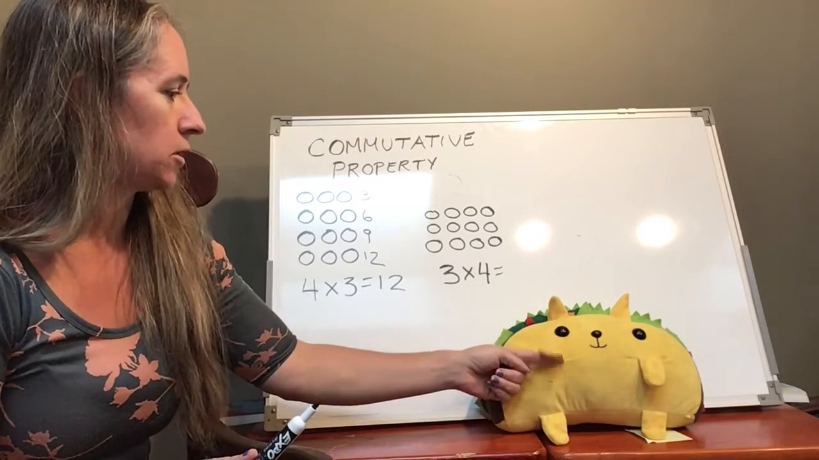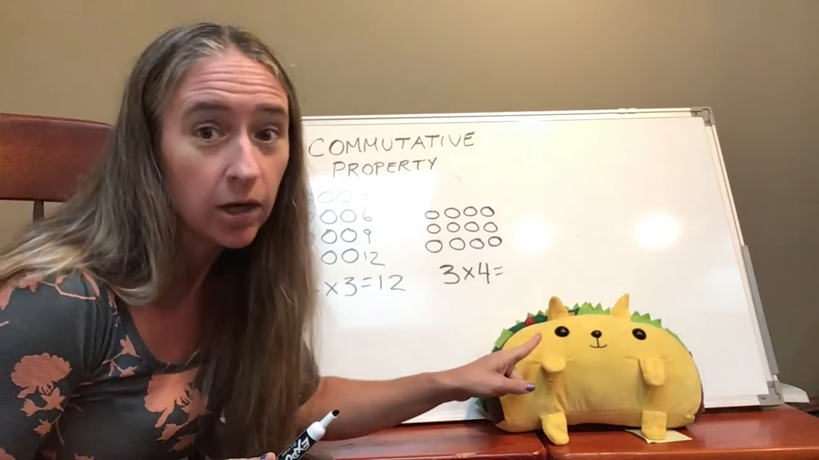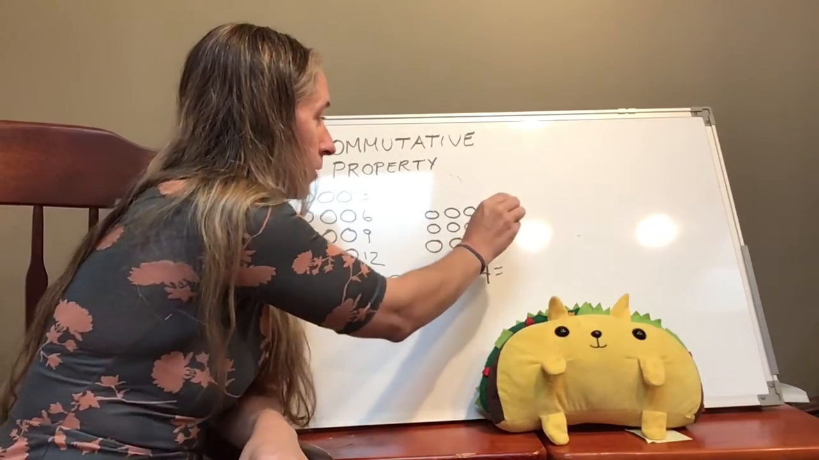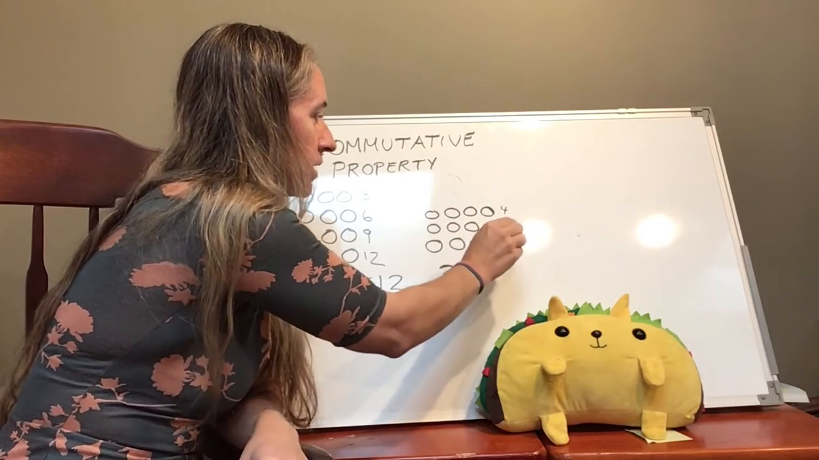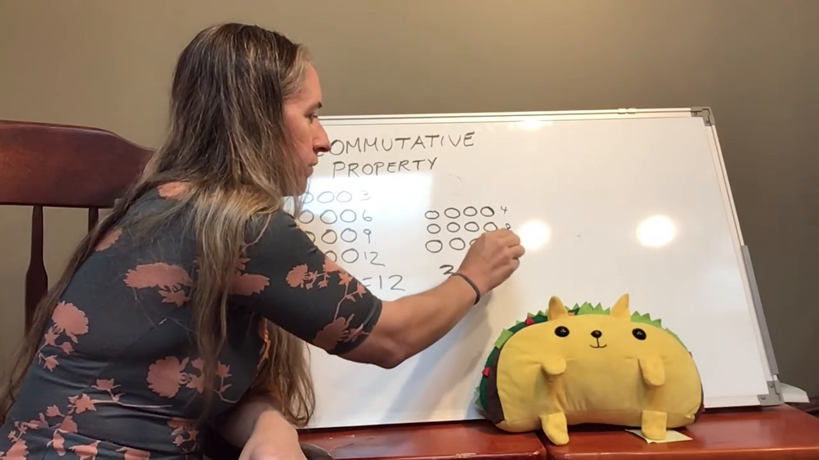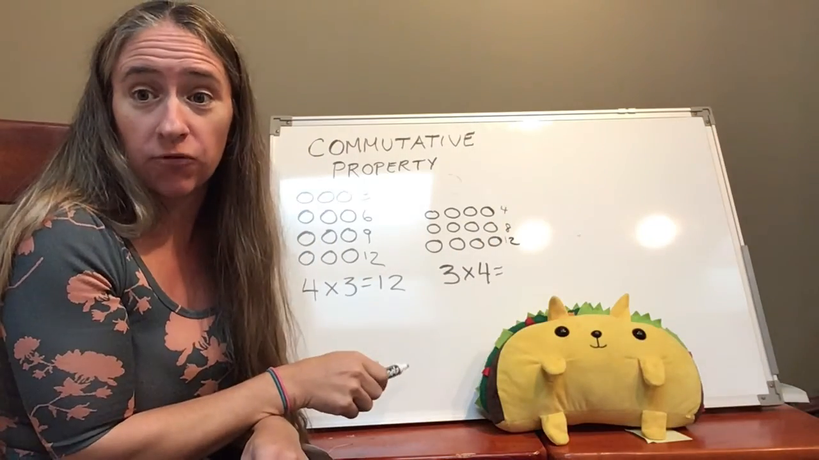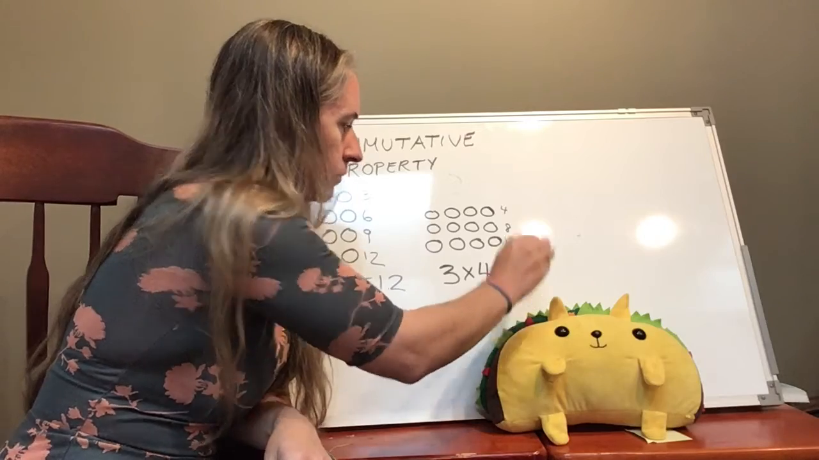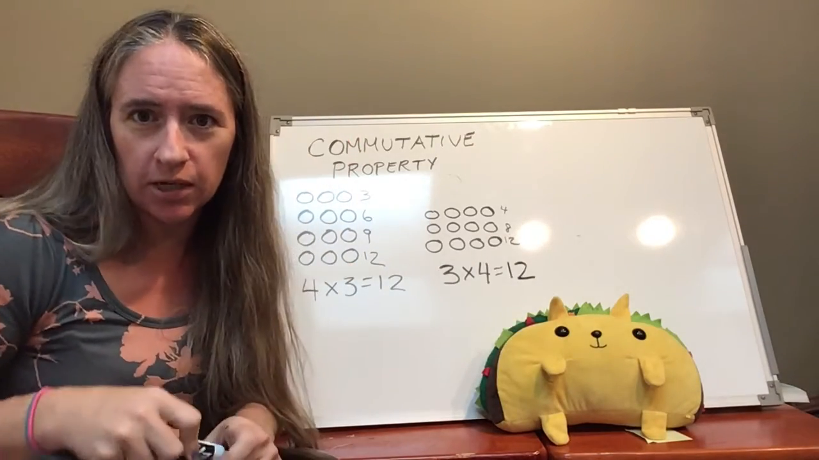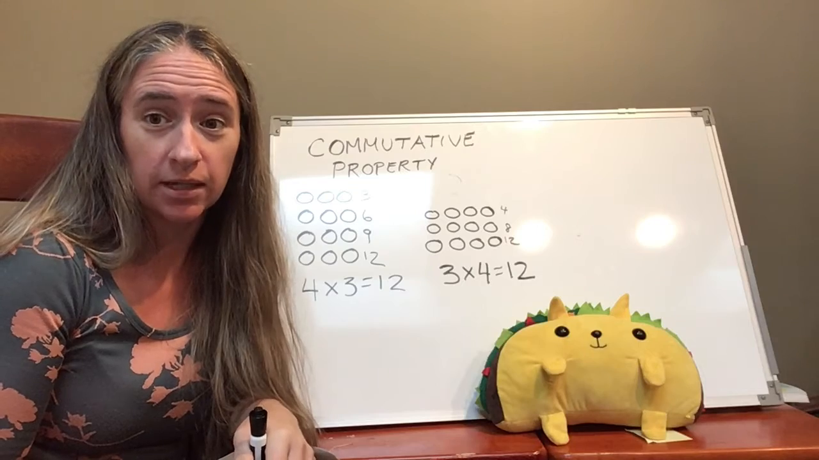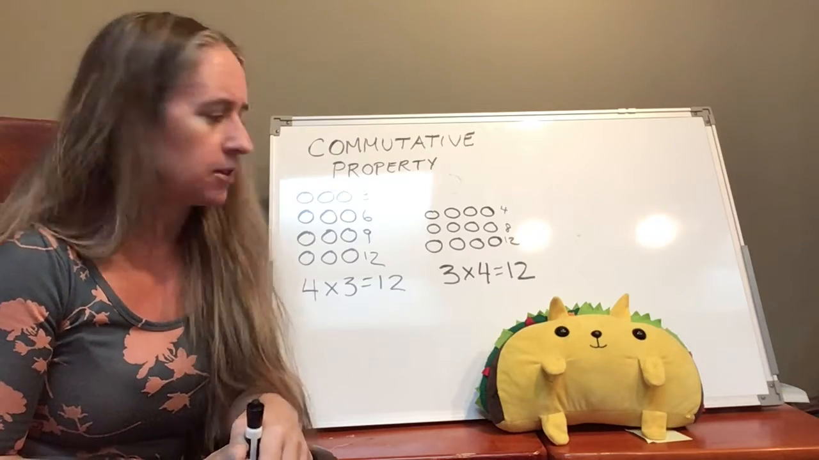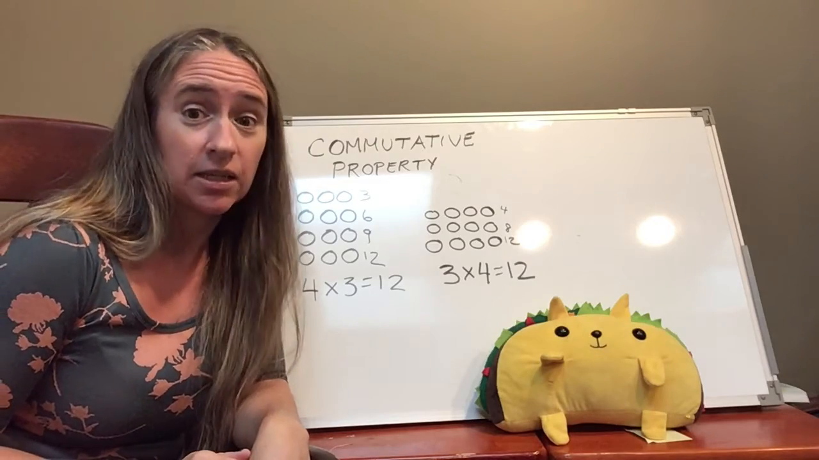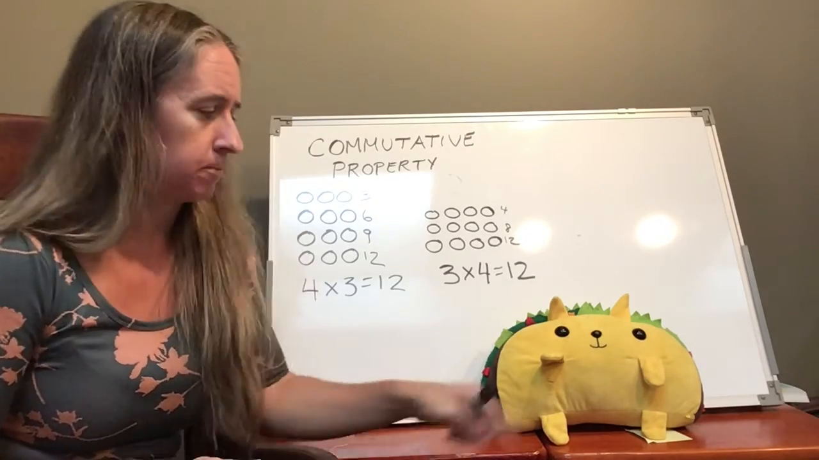I think I see a pattern. Wait for a second, Taco Cat. We're going to solve it first. So let's count our rows. 1, 2, 3, 4, 5, 6, 7, 8, 9, 10, 11, 12. So 3 times 4 equals 12. Do you notice something about these two arrays and these two multiplication sentences? I do. Taco Cat, would you like to show us what is the same and what is different?